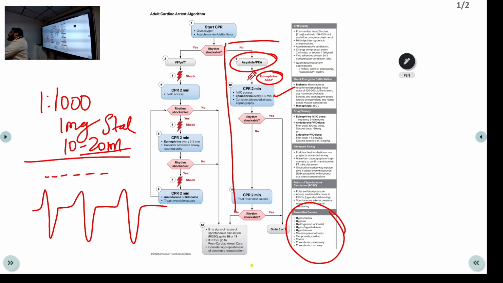The next thing you need to do is, every 3 to 5 minutes, give epinephrine, and you have to look for the reversible cause of cardiac arrest. Whenever you find a reversible cause of cardiac arrest, you have to treat that also.